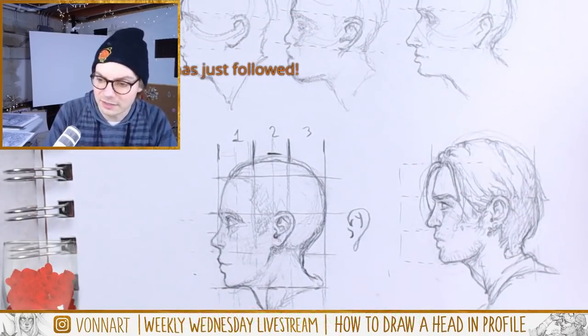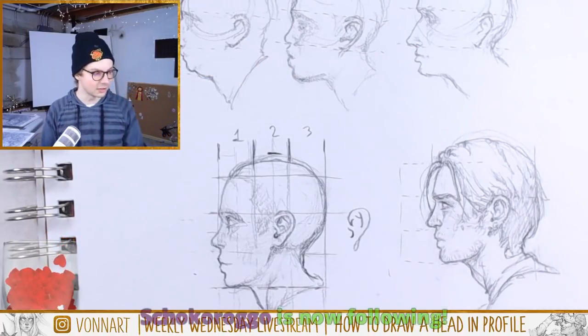Spaceman says, how do you go about aging a face? Does the structure of the face change at all? Oh, here we go. Okay, yes.